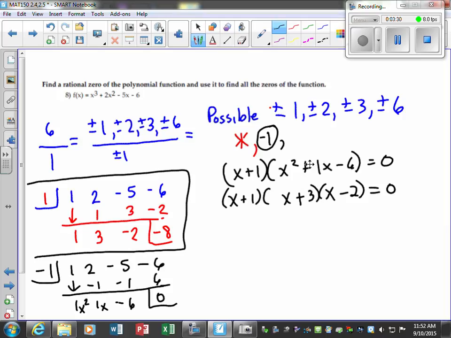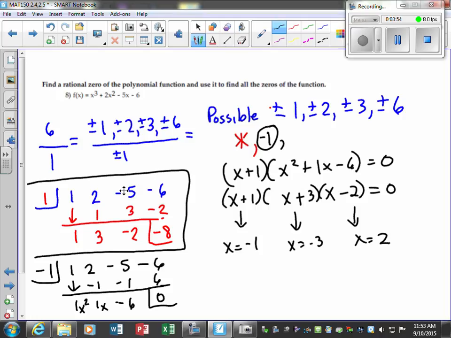Let's just check that real quick. 3 times negative 2 is negative 6. 3 plus negative 2 is positive 1. So now we can solve. So this one's just going to be x equals negative 1, x equals negative 3, and x equals positive 2. So we found all the zeros of the function.